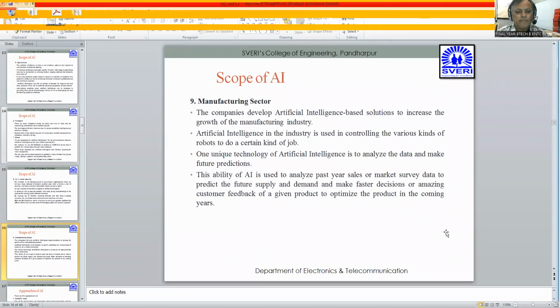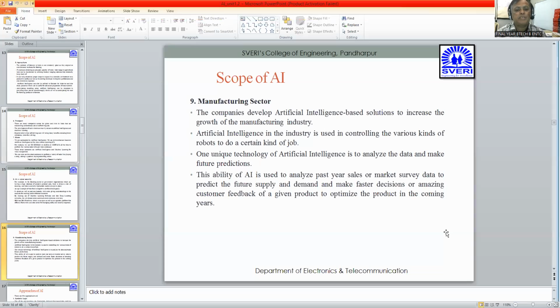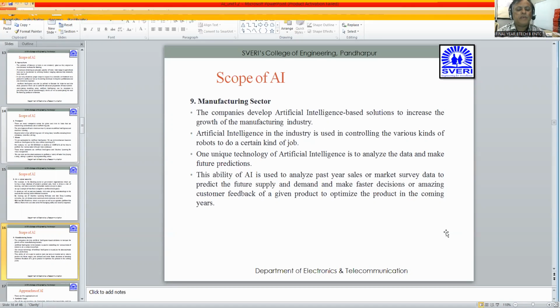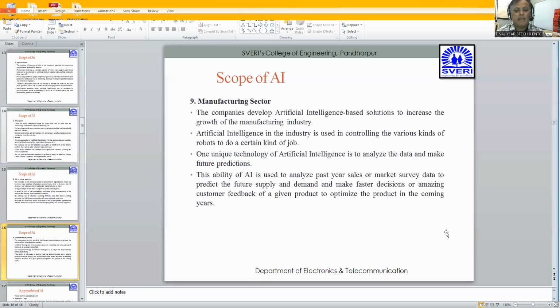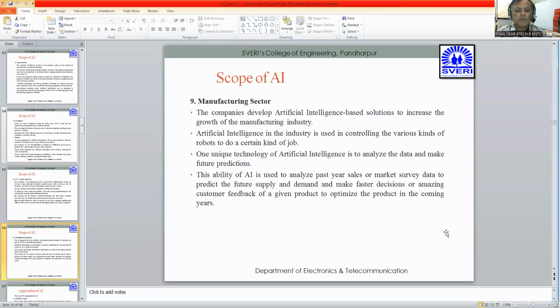One unique technology of AI is to analyze data and make future predictions. The ability of AI is used to analyze past year sales or market survey data to predict the future supply. That is very important as far as business, markets, and industries are concerned. You can predict based on the survey of past data, which helps predict future supply and demand and make faster decisions, or analyze customer feedback on a given product to optimize the product in the coming years. So these are the scopes of artificial intelligence.